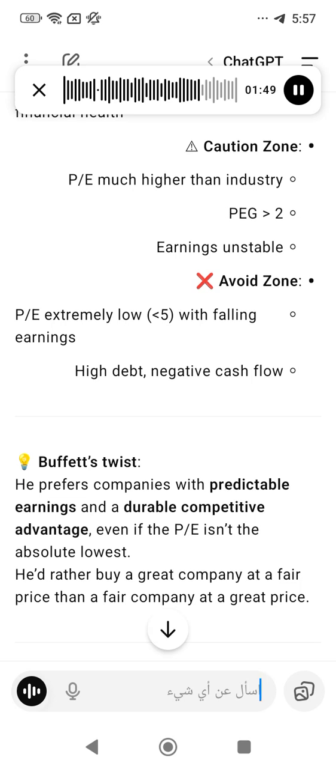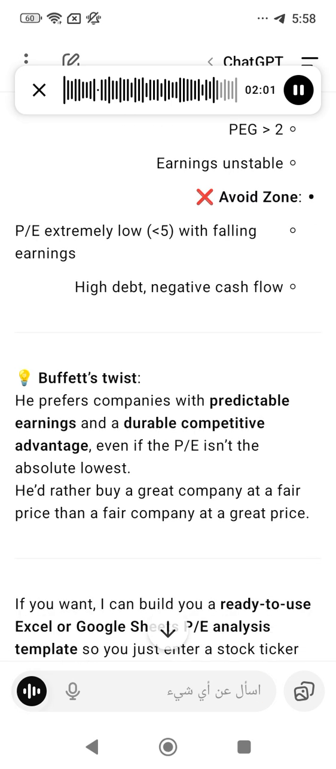Buffett's twist. He prefers companies with predictable earnings and a durable competitive advantage, even if the PE isn't the absolute lowest. He'd rather buy a great company at a fair price than a fair company at a great price.